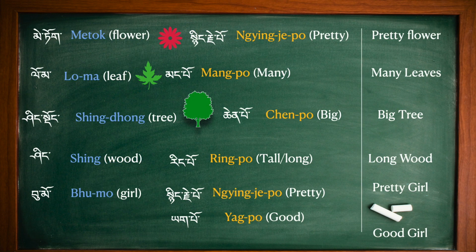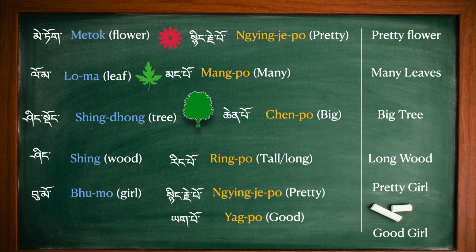Let's practice some of the vocabularies we have covered with the adjective once again. With these examples here. So metok is flower in Tibetan. Pretty in Tibetan is nyingjebo. So pretty flower in Tibetan is metok nyingjebo. Leaf in Tibetan is loma. Many in Tibetan is mangpo. Many leaves in Tibetan would be loma mangpo.